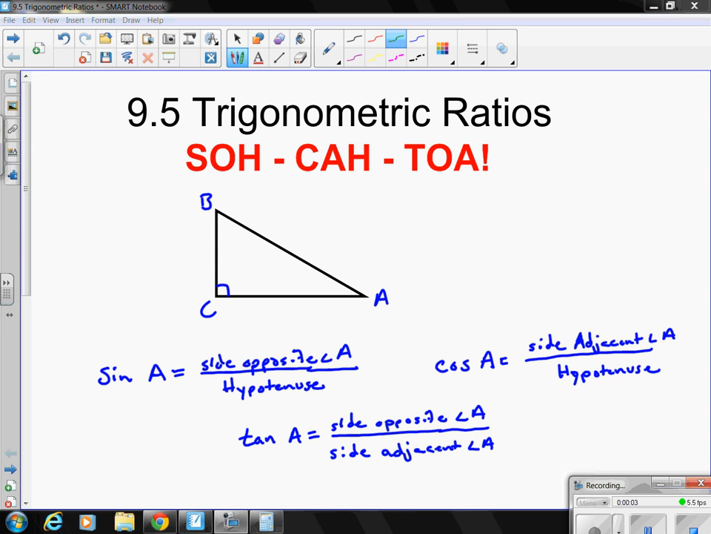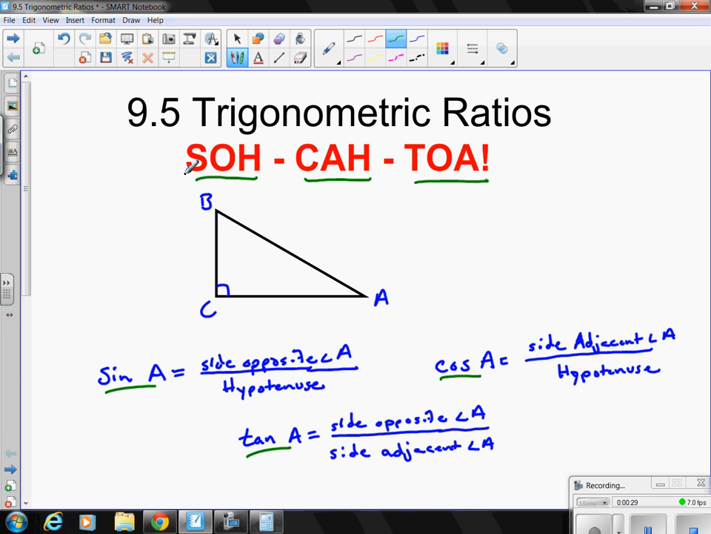9.5 trigonometric ratios. We already did an introduction to trigonometric ratios, so we're going to go through the first part a little bit fast. To remember what each trigonometric ratio stands for, sine, cosine, tangent, we can use this tool for remembering it: SOH CAH TOA. You remember how to spell that.